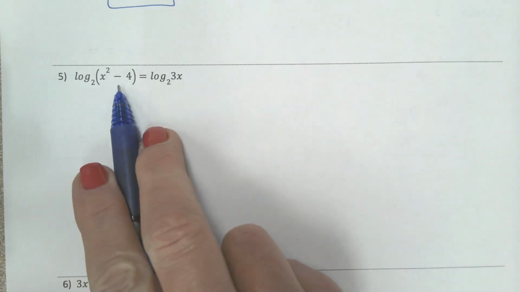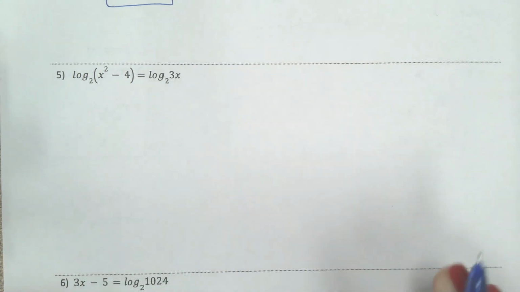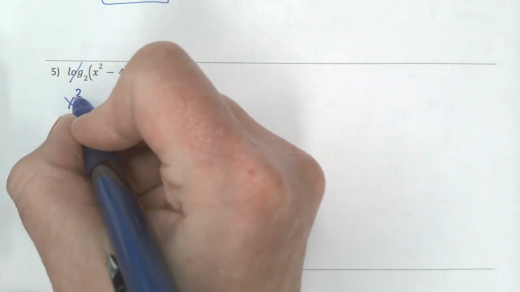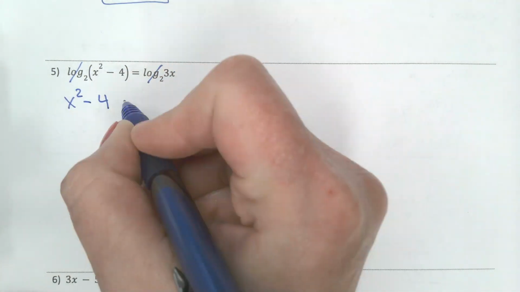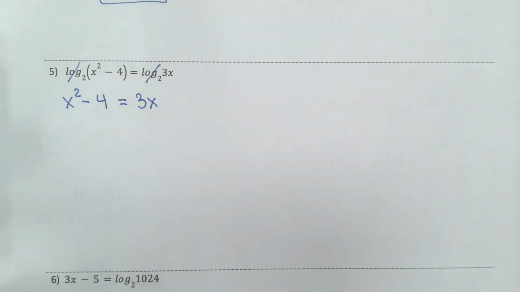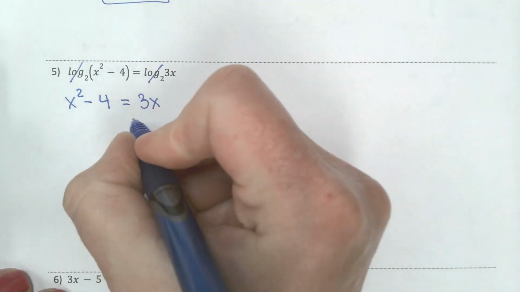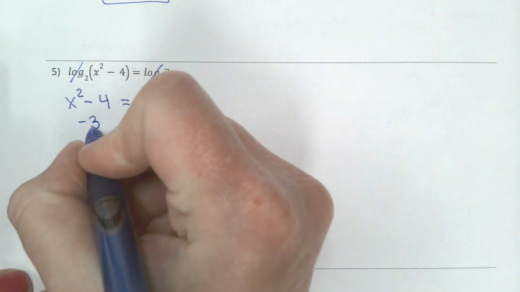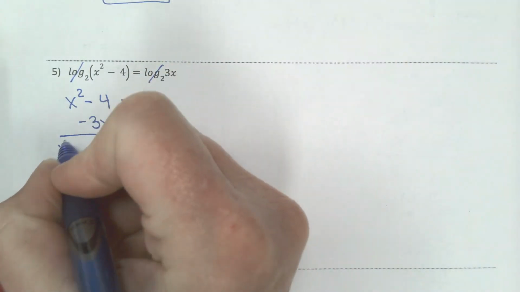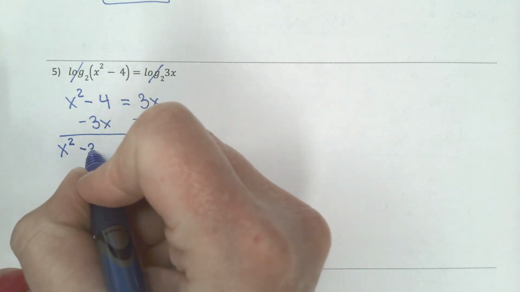Number 5. I have log base 2 of this equals log base 2 of this. So I have the same log, so I'm going to drop the log, and I'm going to set x squared minus 4 equal to 3x. So what I have here is a quadratic. You're supposed to know that a quadratic has to be set equal to 0, so I'm going to subtract 3x from both sides and write out my equation in standard form.